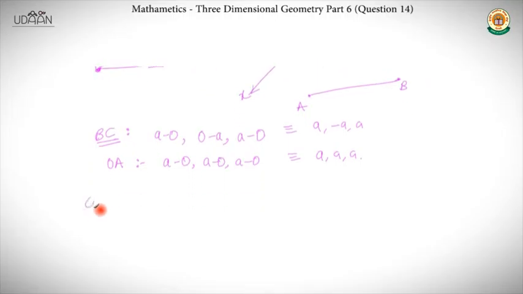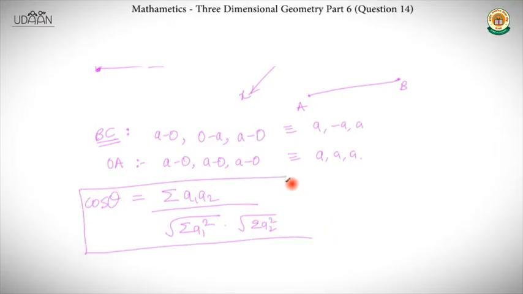That is, which we learned, cos theta is summation a1 a2 by root of summation a1 square into root of summation a2 square. This is a very important formula. What is A1 and A2 in this formula? A1, B1, C1 are the direction ratios of the first line, and A2, B2, C2 are the direction ratios of the second line. So this would correspond to A1, B1, C1, and this would correspond to A2, B2, C2.